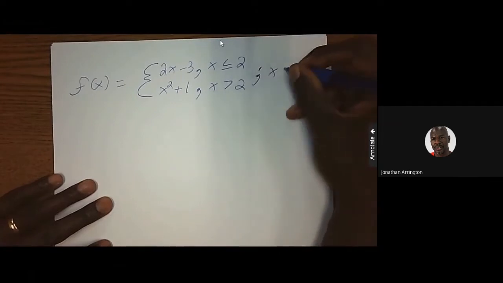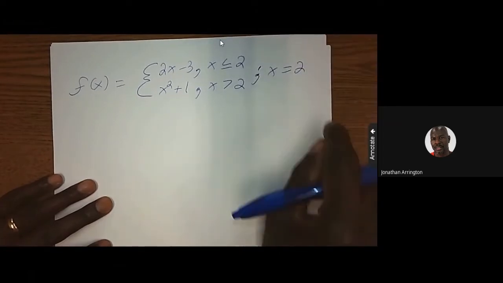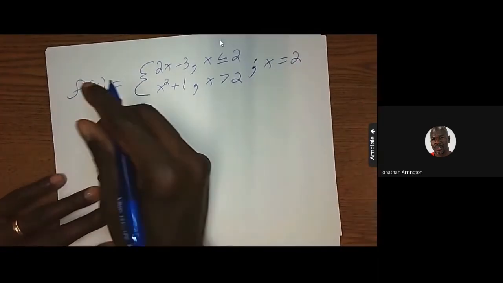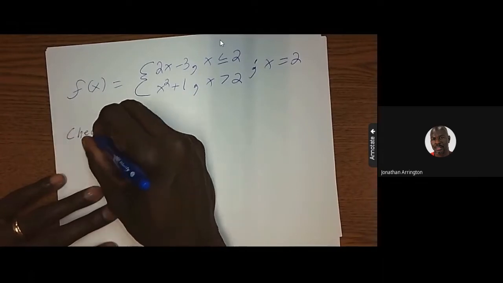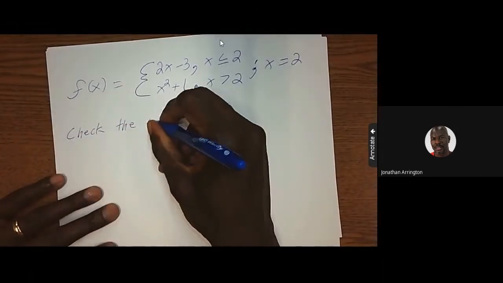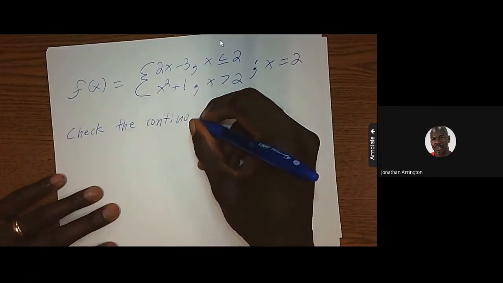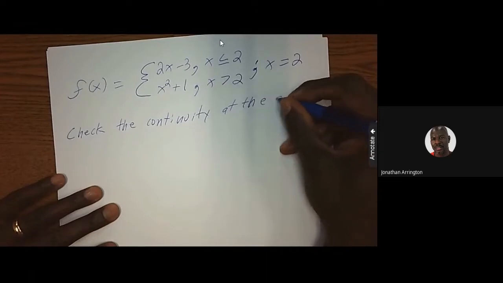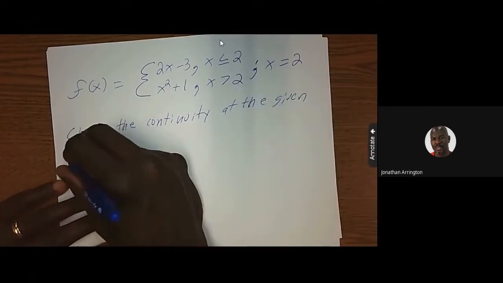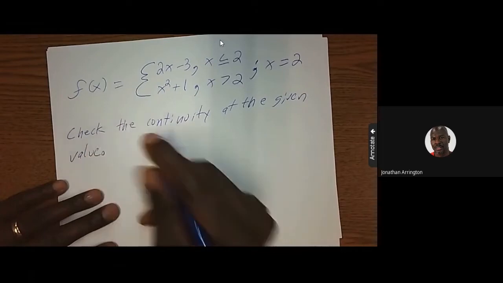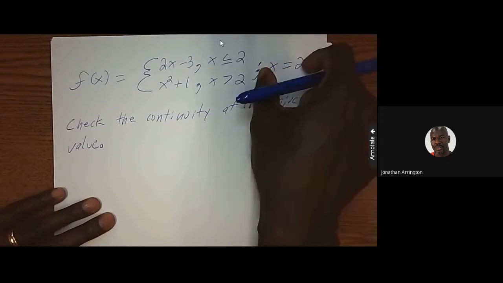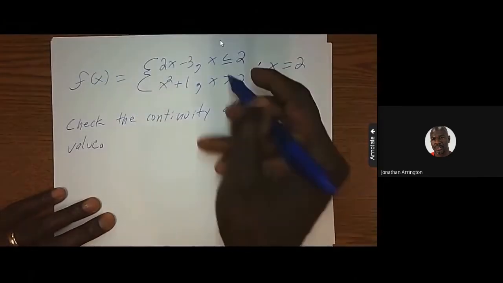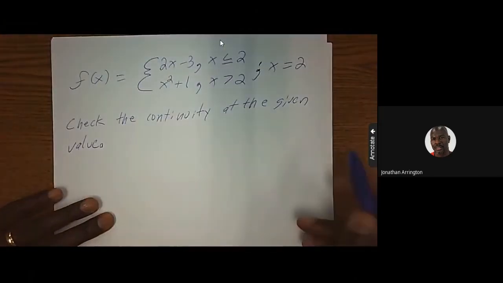And they'll say, like, check the continuity at the given point. So that's kind of a shortened version of the instruction. So I'm going to write that. At the given value, maybe I should say. And of course, the given value is the value expressed here. So we're checking continuity at x equals 2. X equals 2 is not a part of the piecewise function. This is the piecewise function.